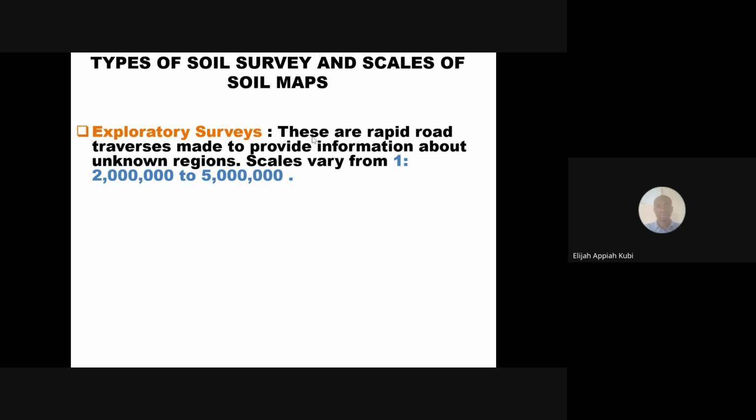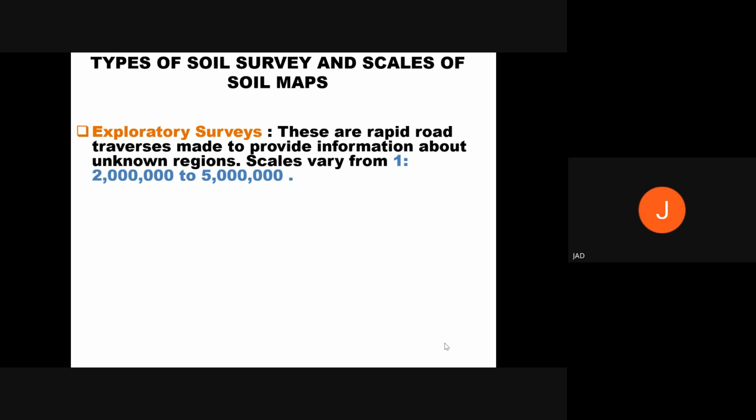Okay, sir, let me come in. Please, Prof. Yeah, Prof, let me come in. Sir, can I come in? Yes, please, you can come in. It means that 1 unit on the topo sheet represents 2 million units on the ground.